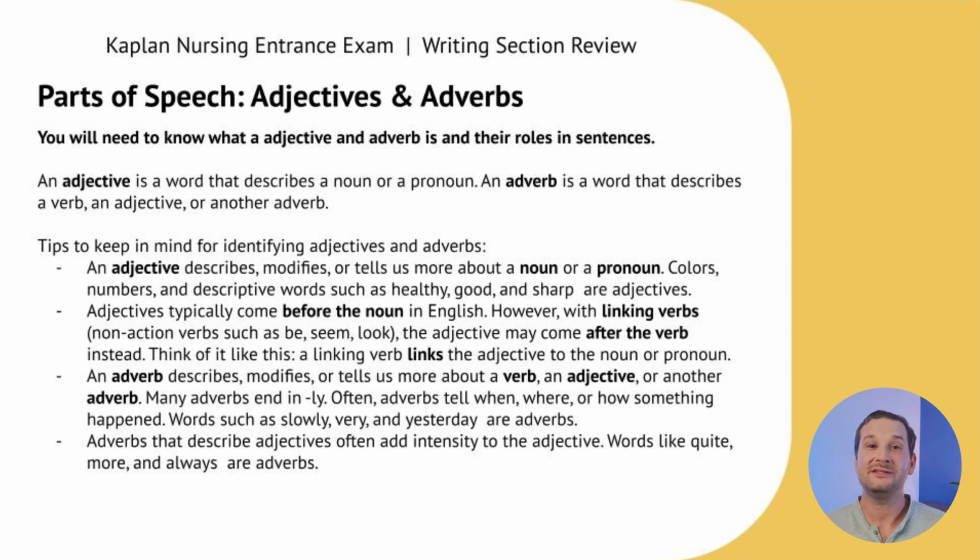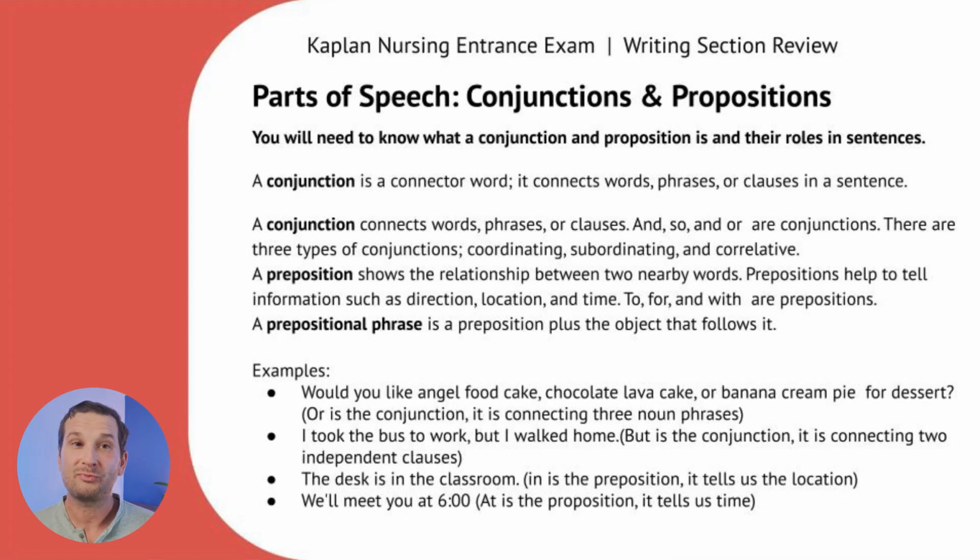Adjectives and adverbs. You're going to need to know the difference between the two. You need to know adjectives and articles like a, an, the. You need to know adverbs, how they describe verbs, how they describe adjectives, and how adverbs describe other adverbs. For conjunctions and prepositions, you need to know the types of conjunctions and prepositional phrases. So an example of a question that you might see on the test for this would be something like, identify a sentence that demonstrates the correct sentence structure. And for that, you're going to need to know the conjunctions and different prepositional phrases.